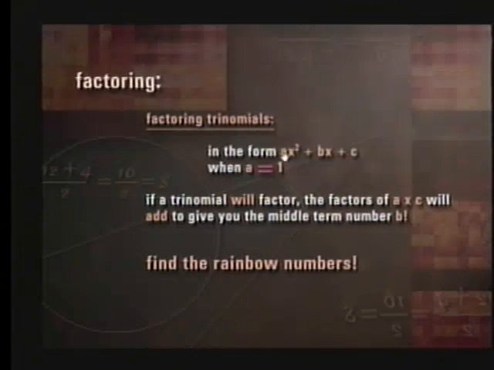So this a in front of the x squared is always going to be 1 in the ones we start out with. Now, the rule here is if a trinomial will factor, the factors of a times c, the outside numbers, the one in front of the x squared times the last number, will always add to give you this middle number, b.